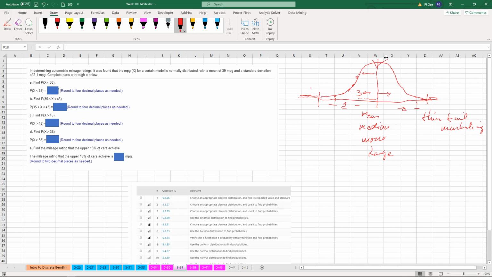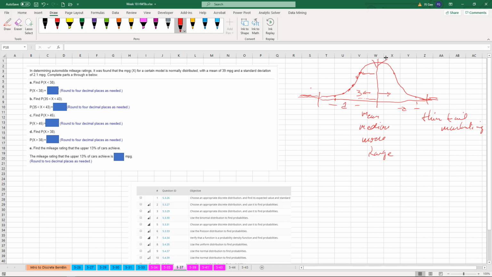If you fold the normal distribution over itself by the mean, it's going to overlay itself exactly. It's a mirror image. So for all the points that you have on the left side of the mean, you'll have the same points on the right side of the mean. Something like that. That's pretty much it.